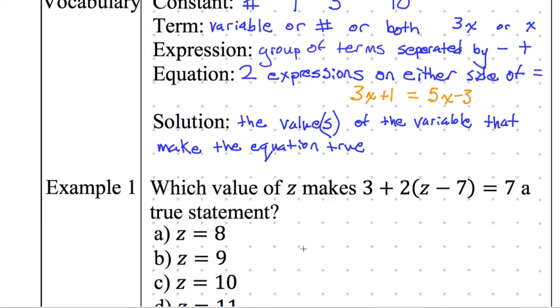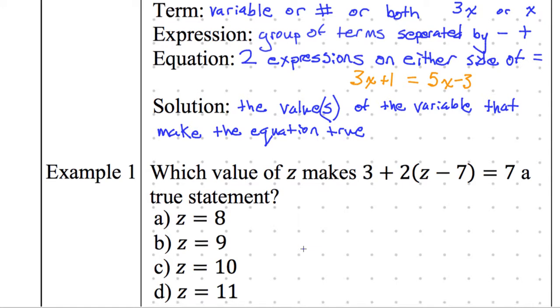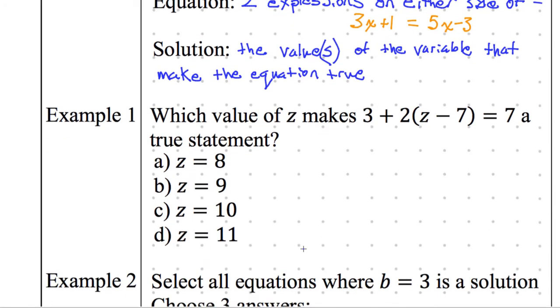So let's look at an example for tonight's homework. Which value of z makes 3 plus 2 times the quantity z minus 7 equal to 7, a true statement? I should probably move that to the other line. A true statement.